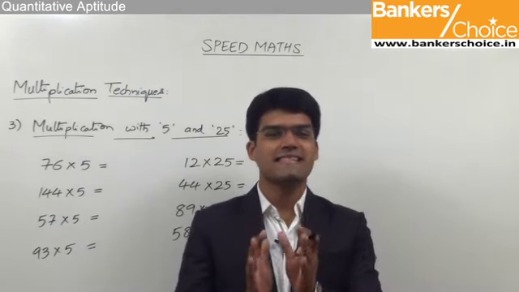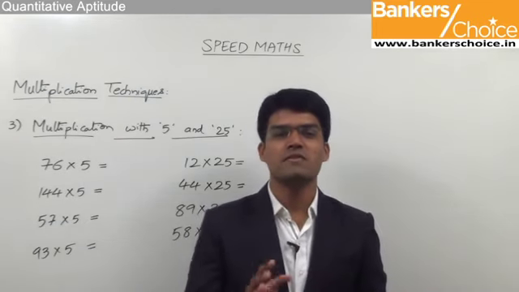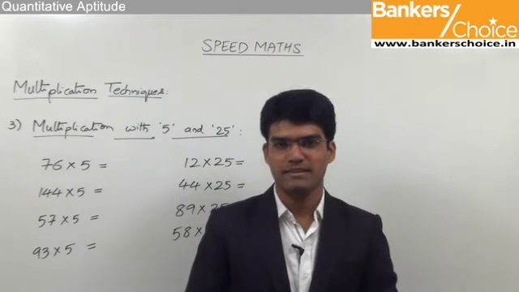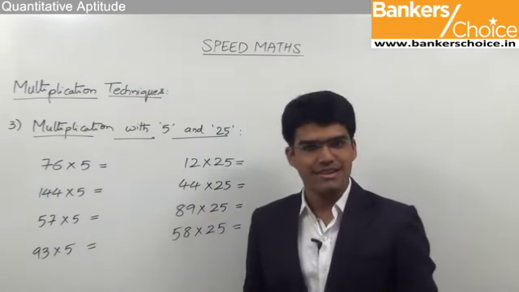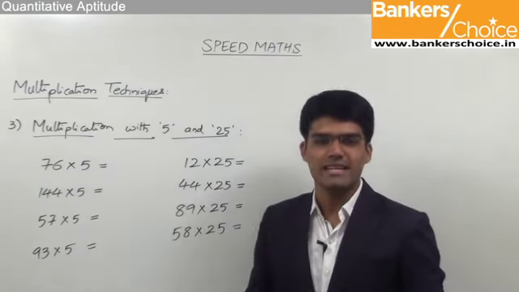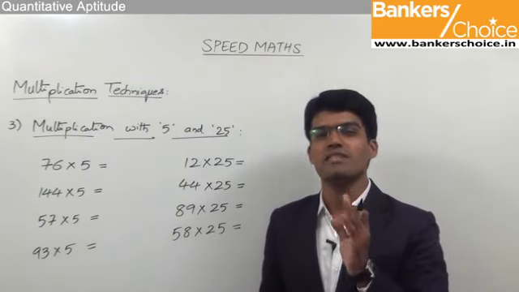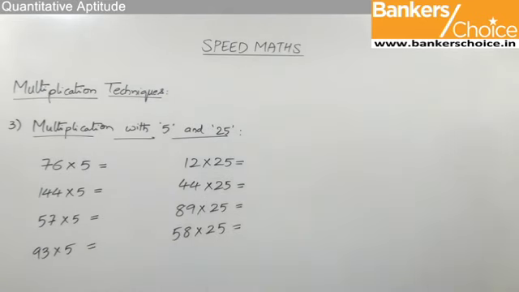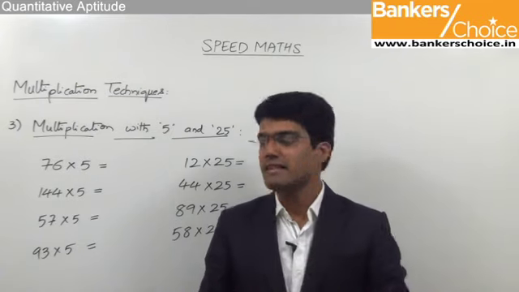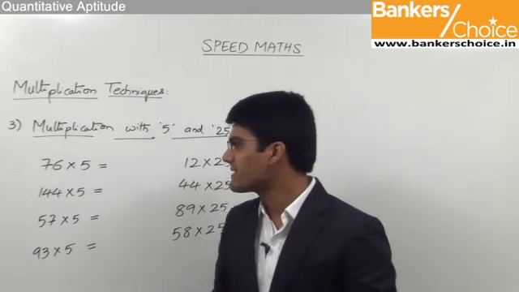So here comes the exercise for you, that is multiplication with 5 and 25. You have got 8 questions here, and for this I'll give you 10 seconds, which is more than enough, and your time starts now. Time up guys, let's see what are the answers for these questions.